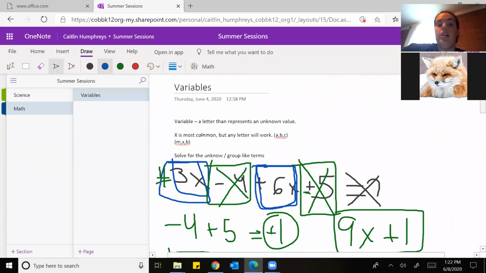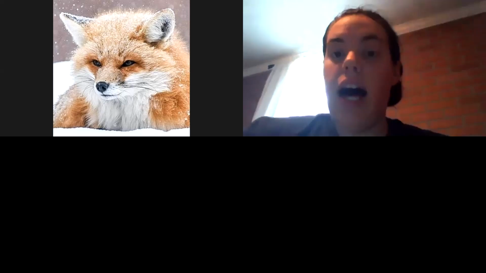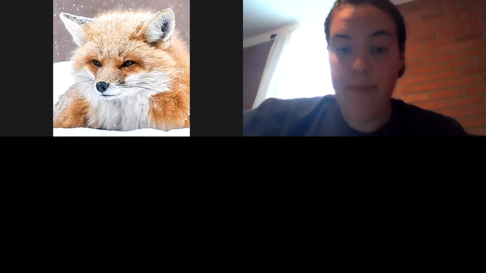Once you get into 8th grade, you're going to start doing linear functions, y equals mx plus b, and a little bit of Pythagorean theorem that you saw in 7th grade, where a squared plus b squared equals c squared. So these are very common. You have to know variables. So that concludes variables for the day.